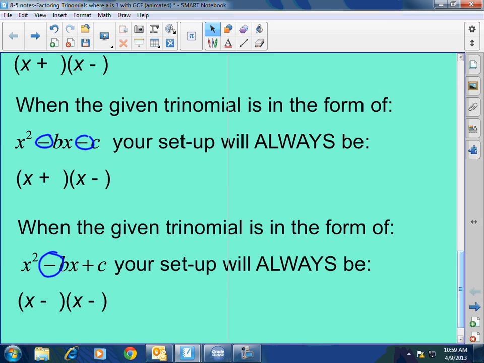You don't have to do it with the negatives and the positives. You will see that when you go to step 2 and you ask yourself what times what is the C value, but when added together is the B value. However, if you know these, it's going to make your life a lot easier.